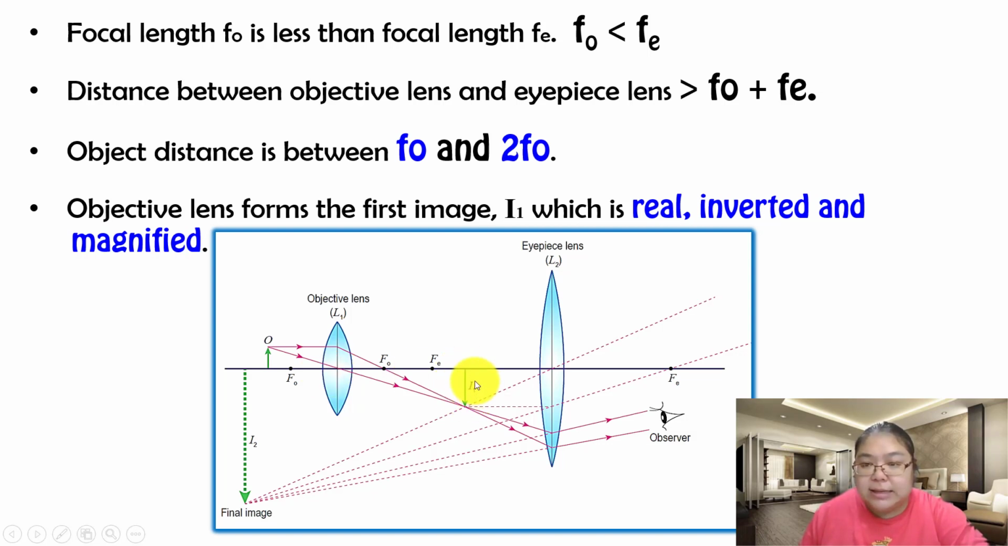So now we can say the characteristics. Can you see it is inverted, and also a real image? This one is already below, and below is surely real. Then inverted. Then after that you find it is magnified. It is a little bit bigger than the microorganism. So it is real, inverted, and also magnified. Okay, now we go through another point.